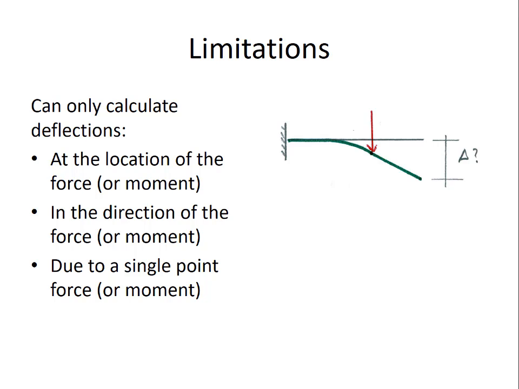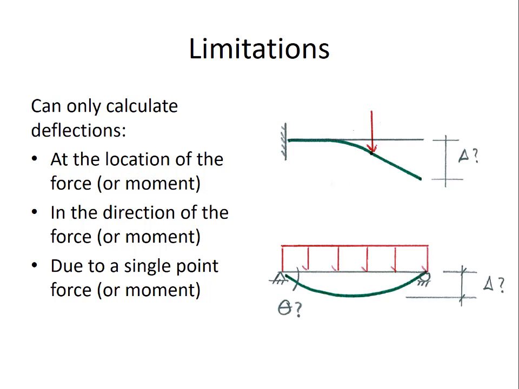What if I have a cantilevered balcony with somebody standing right in the middle and I want to know the deflection at the end? I can't use this method to calculate that. What if I have a simply supported beam with a uniform load and I want to know the rotation at one of the ends because I want to design my connection? This method can't handle that. So this is a pretty severe limitation that we need to overcome.